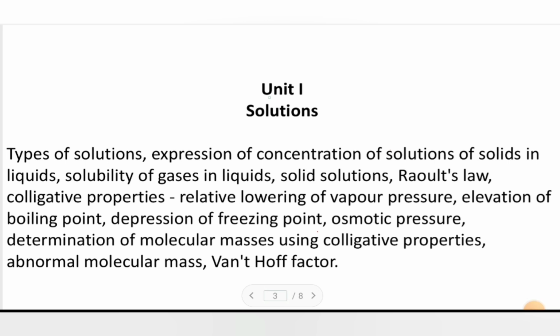We are discussing Unit 1 solutions. In the previous video, we discussed the types of solutions. In this video, let's discuss the expression of concentration of solutions of solids in liquids. In the previous video, we understood that there are different types of solutions, right? Gas in gas, liquid in gas, solid in gas, something like that.